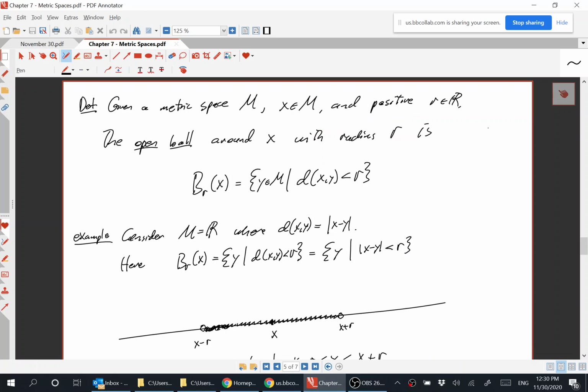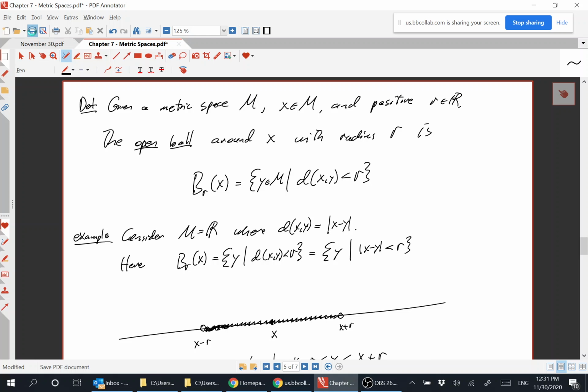Alright, so last time we left off with this definition. Given a metric space M and an element X in M, positive real number R, the open ball around X with radius R is denoted this way, B sub R of X, and it's the set of all Y in the metric space whose distance from X is strictly less than R. Not less than or equal to, strictly less than.